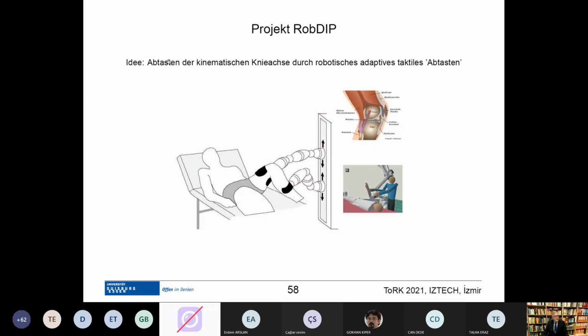Here it's more or less haptic determination of the kinematical knee axis using a robotic adaptive tactile system.